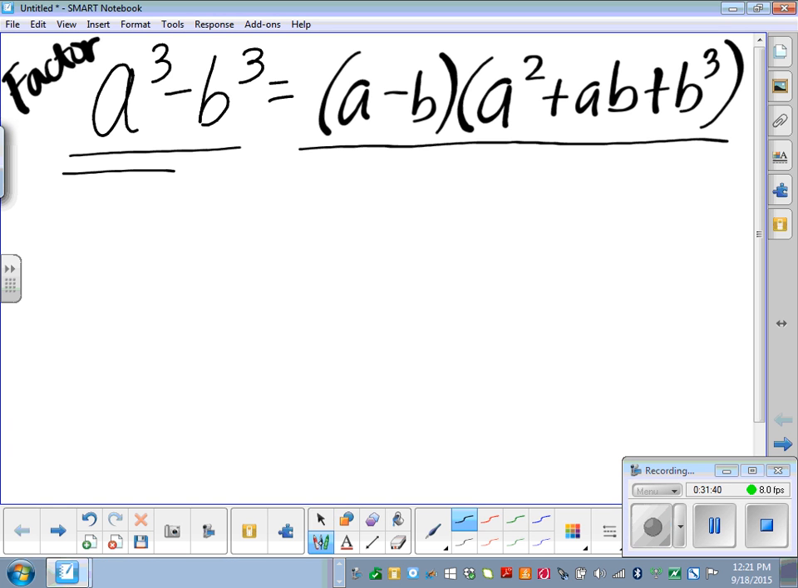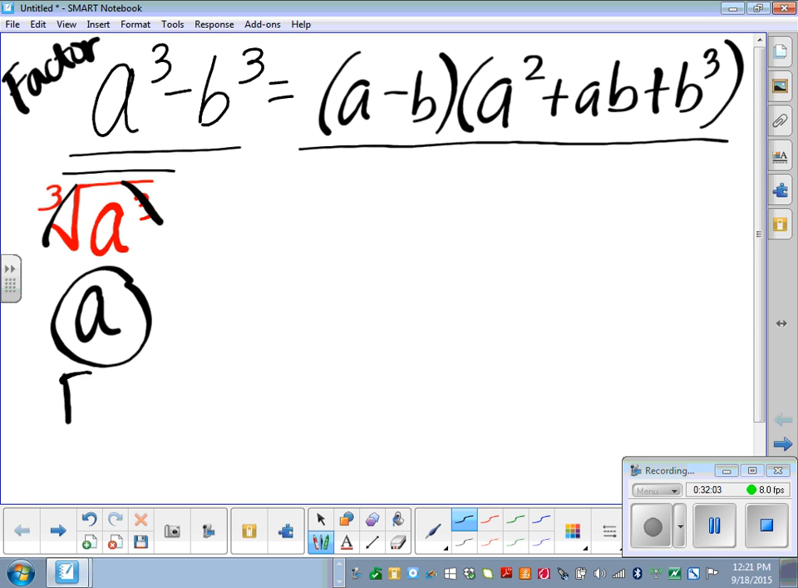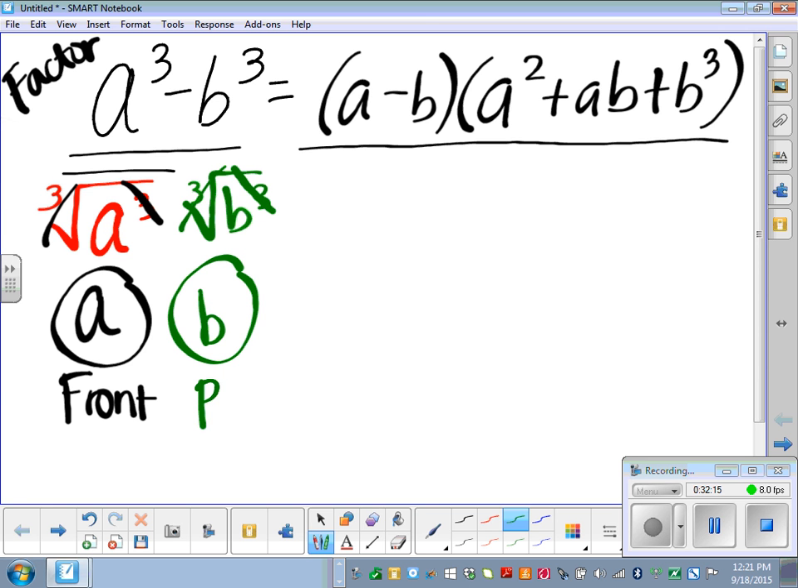Okay, so what you're going to do is think through this with me here. What makes it a perfect cube is that if you take a cube root, then it's going to come out to be a whole number with no decimals. So if we take the cube root of a cubed, then our root cancels out with our power and gives us a. So that's where our front term comes from. And then if we take the cube root of b cubed, our root cancels out with our power and leaves us with b, and that's where the back comes from.